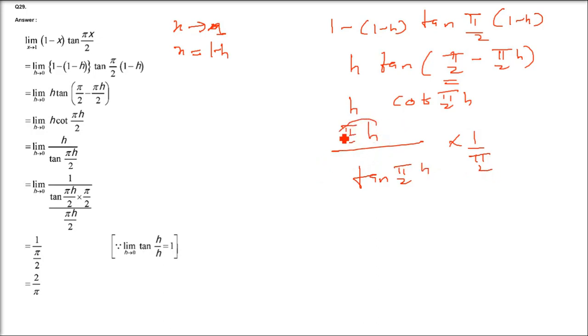Now applying the limit. This is tan theta by theta, inverse of that. It is going to be 1 anyways. Okay, x tends to 1, so what will be h? h will be 1 minus x. So x is tending to 1, so h is going to be tending to 0. So this is 1, this is pi by 2, so 2 goes up, 2 by pi. 2 by pi is going to be the answer.